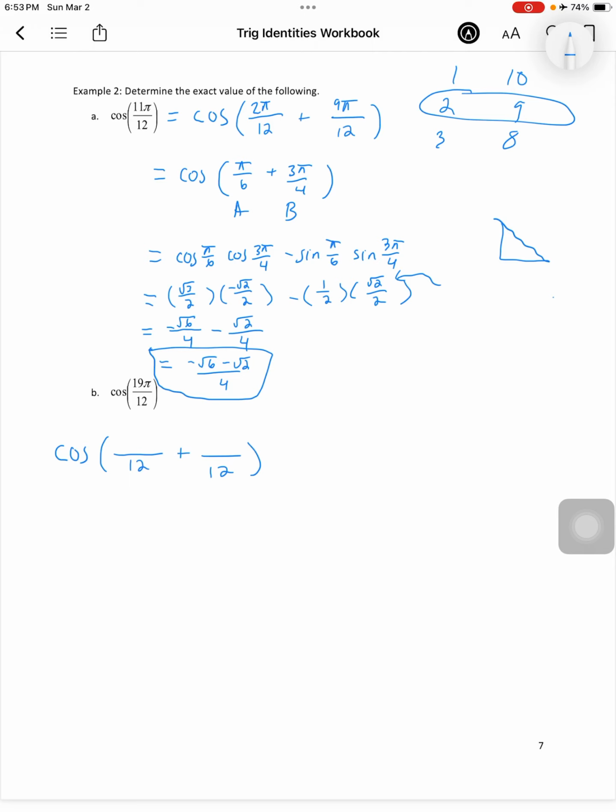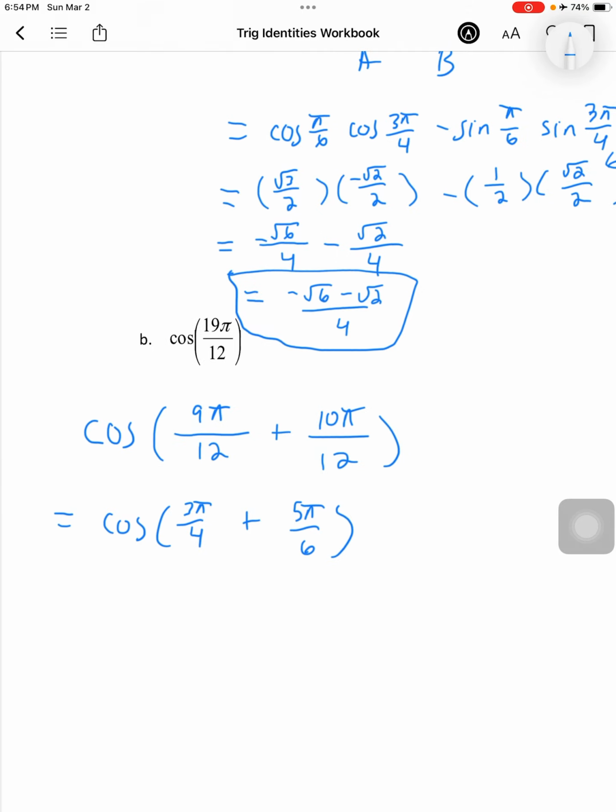So cos 19 pi over 12 is the same thing as something over 12 plus something over 12. And when you're thinking about pairings, this could be 18 and 1. That's not going to work. And as you go through your list, you're going to realize 9 pi and 10 pi is going to work. So here, if we were to reduce this, it's going to be cos 3 pi over 4 plus 5 pi over 6.